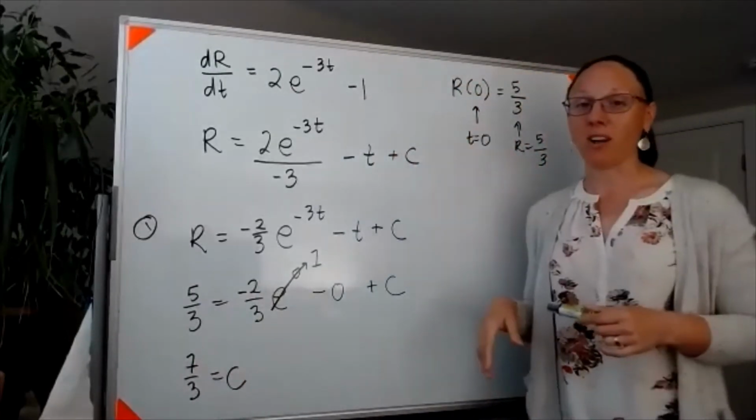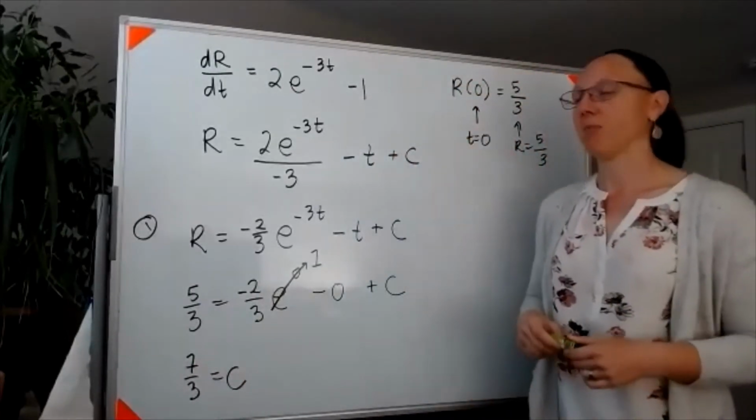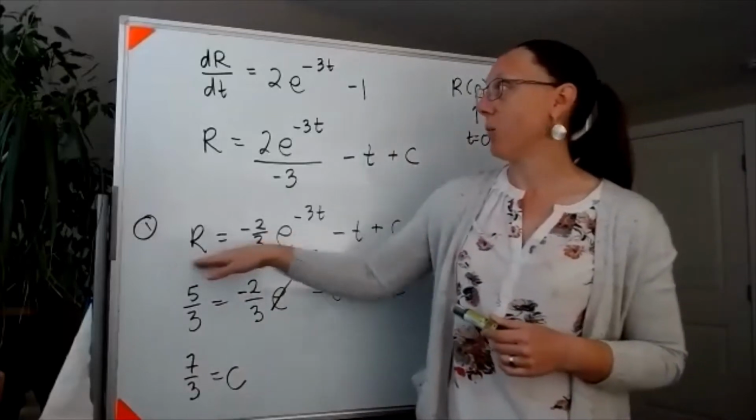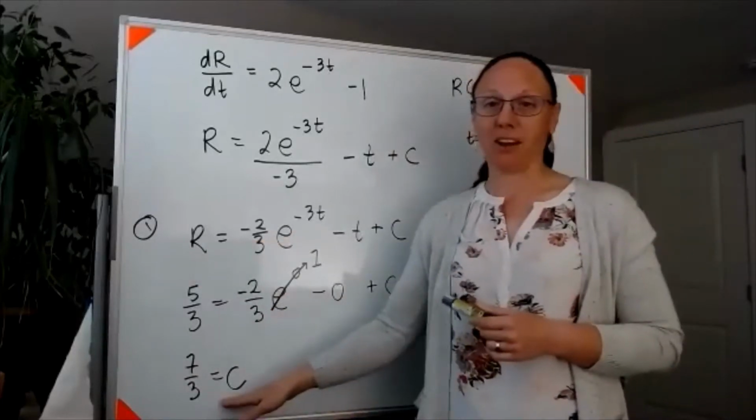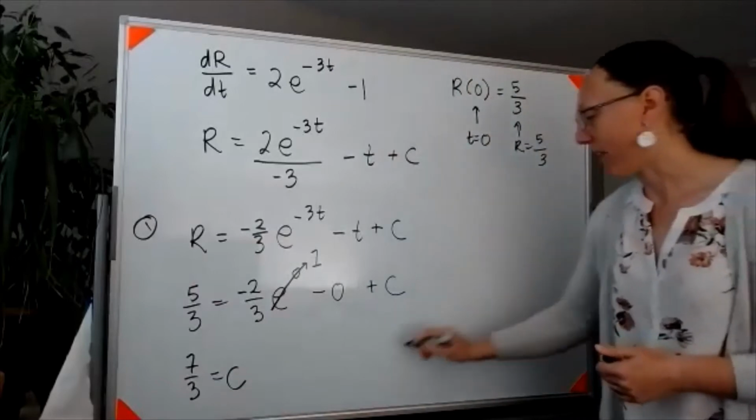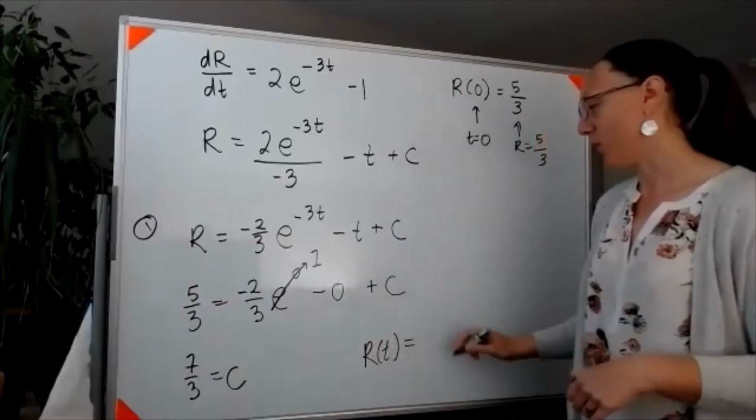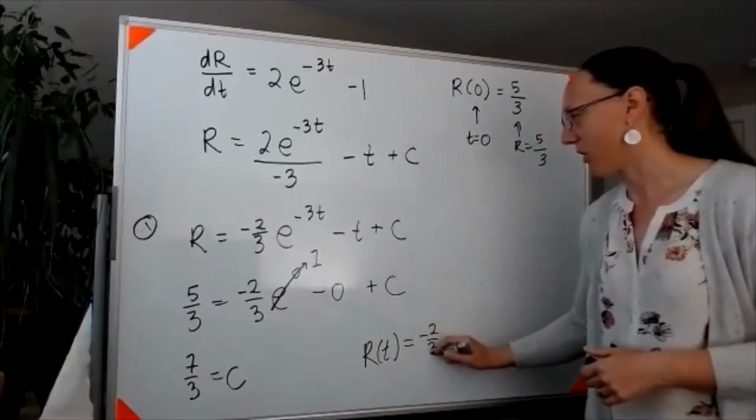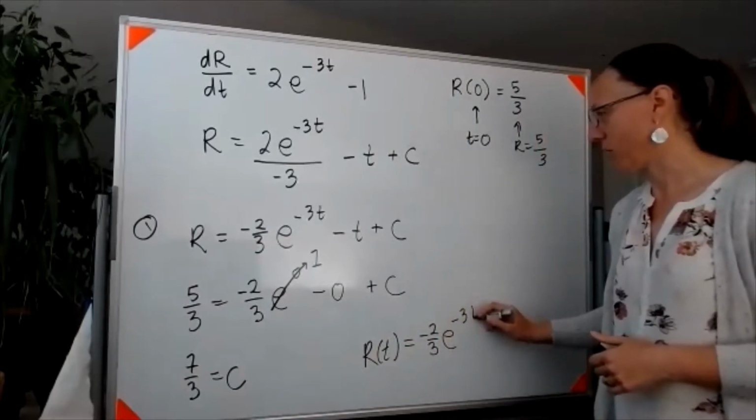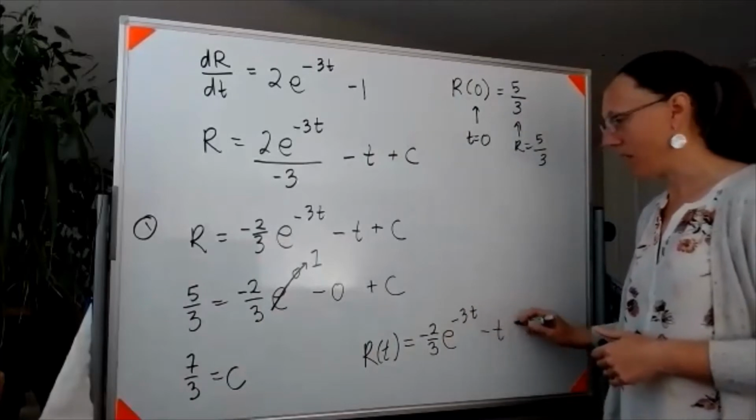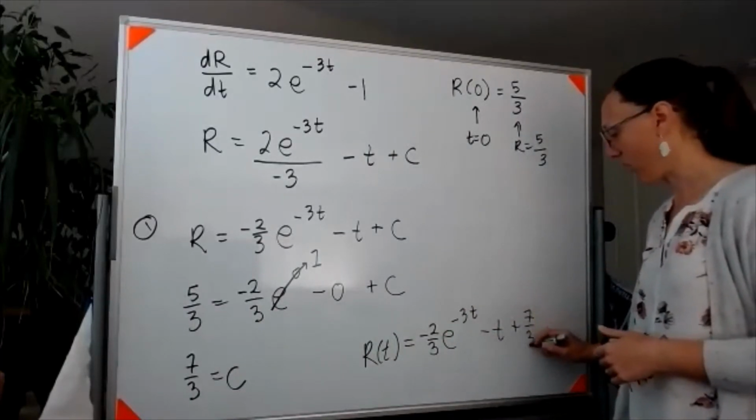So we've done all the work, but our final answer is that we're going to rewrite what r is by plugging in that c. So my final answer here is going to look like r of t is equal to -2/3 e to the -3t minus t plus 7/3.